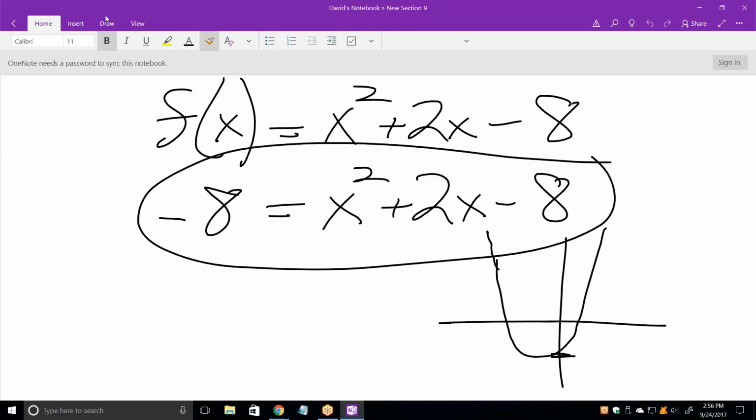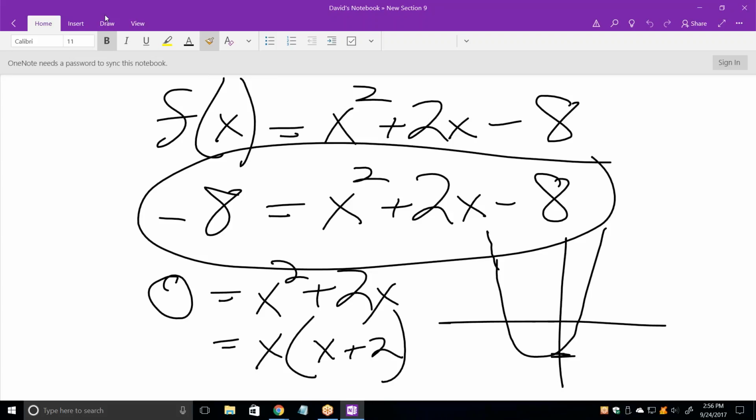And the way you solve that equation is the way you solve all quadratics, which is to make one side 0. So I'm going to add 8 to both sides. So I get 0 equals x squared plus 2x. Does that have a solution? I'm going to factor an x out. I get x times x plus 2. If I tell you that 0 equals x squared plus 2x, that's just multiplying it back together again. It's better to have it in factored form.